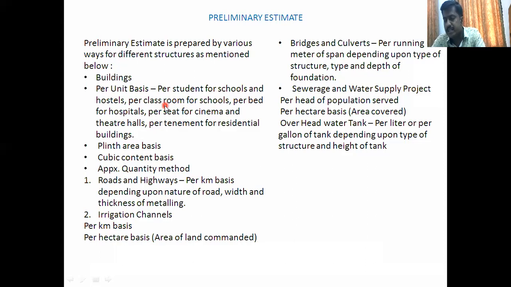Okay, so these are some examples of the service unit method, or per unit basis method, for preparing the preliminary estimate. This is preliminary, not the final estimate. There might be a number of corrections in this preliminary estimate, at least 1, 2, 3, 4, 5 corrections will be there. Then plinth area basis, cubic content, approximate quantity method. These are some points we have to focus on as far as the preliminary estimate is concerned.